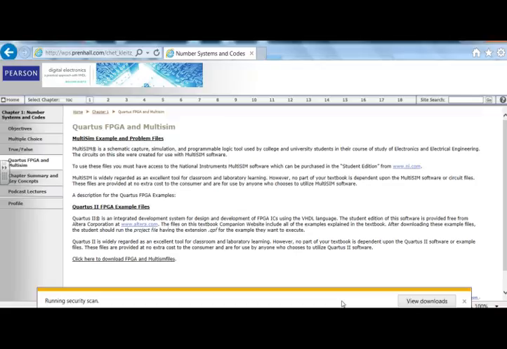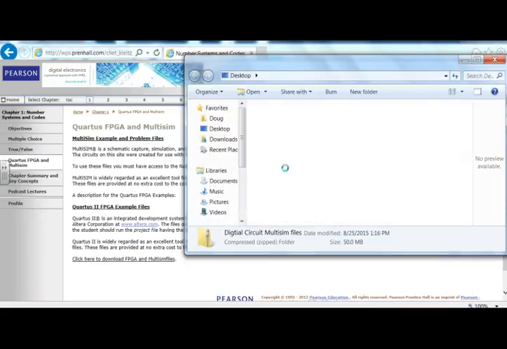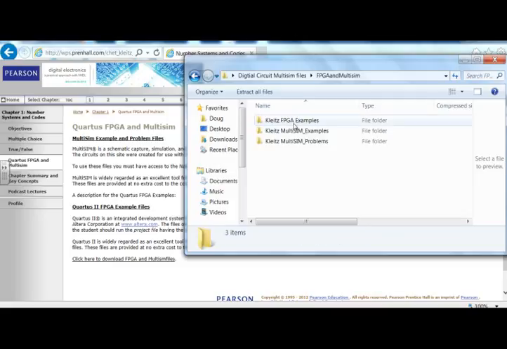Running security scan. Okay, security. I'll give you a security scan. Open the folder. All right. So you're gonna open the folder. There it is. There is that guy. Here are, do we want problems. So we'll come up on problems.